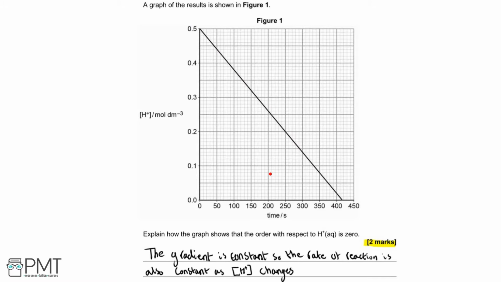So that's all we need for the question, and our 2 marks come from pointing out that the gradient is constant and showing essentially the observation from the graph that the rate is going to be constant, so talking about the gradient. And then secondly, it's coming from pointing out that this is happening as the concentration is changing, which then shows that it's going to be order 0 when it comes to the concentration of hydrogen ions. And those are the 2 points we need for that question.